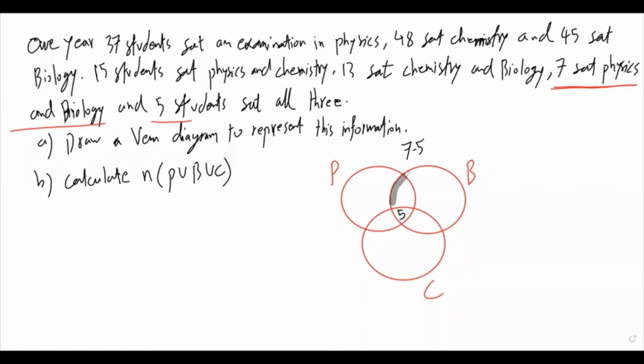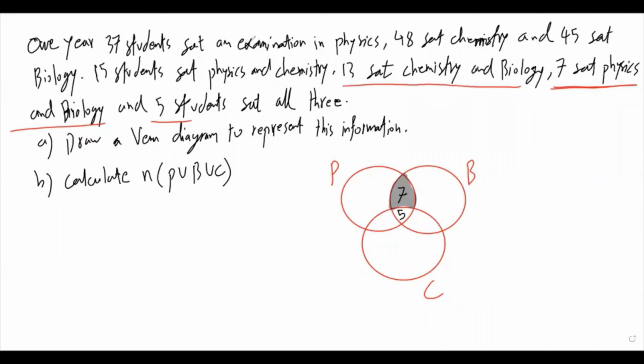So I'm going to shade it here. Yes, 7 students should fall in this region. The region that I just shaded is only those students who are taking physics and biology. It's very clear, because biology and physics overlap on this region. So you have to exclude the chemistry. So 7, without any change, you just put 7 there. That's it. Moving on to the next information.